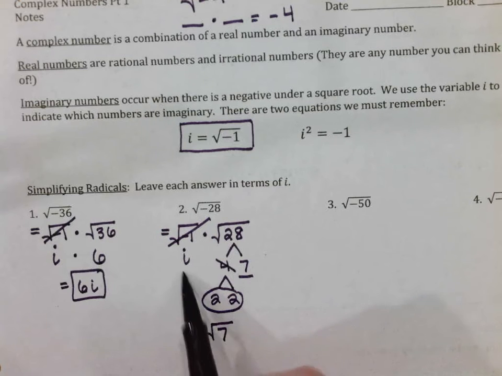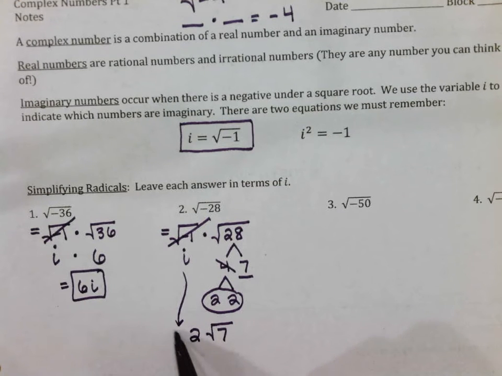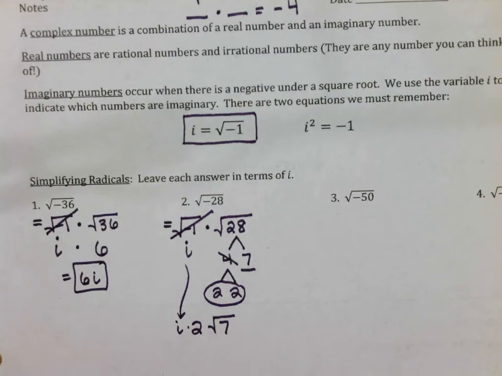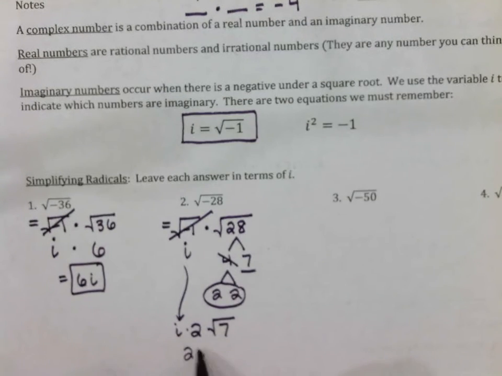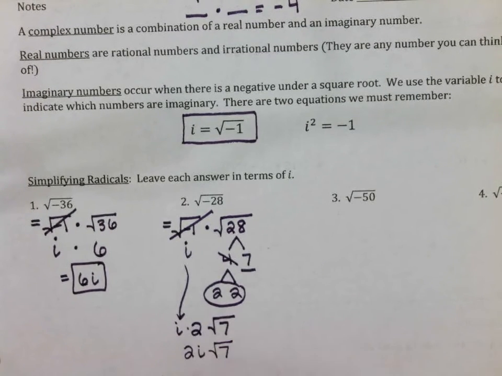And then finally, I have to bring down this I that we're multiplying in. And it's not wrong to leave it like this, but usually we see the whole number first. So I'm going to actually write it like this, 2I square root of 7. I just flip the I and the 2. We will usually see it written like this.